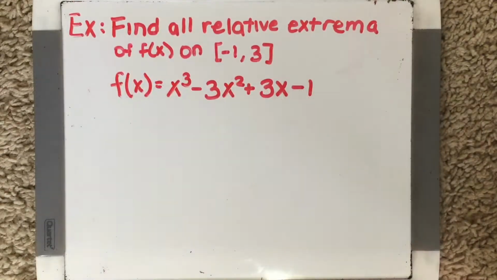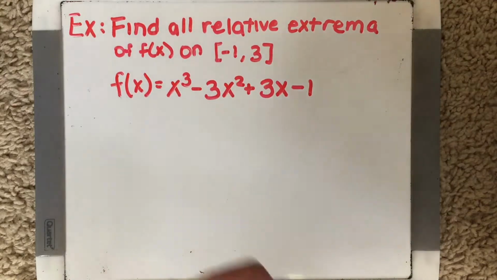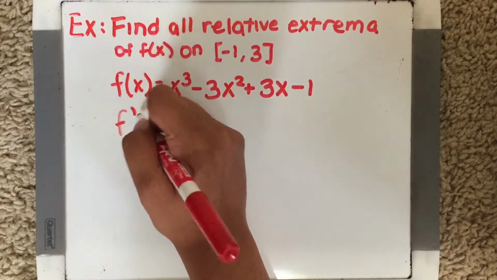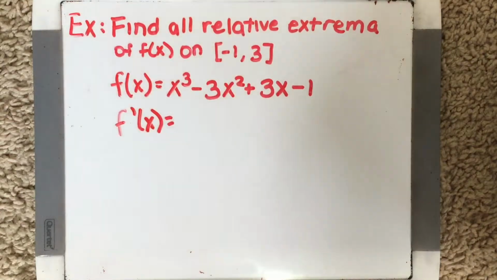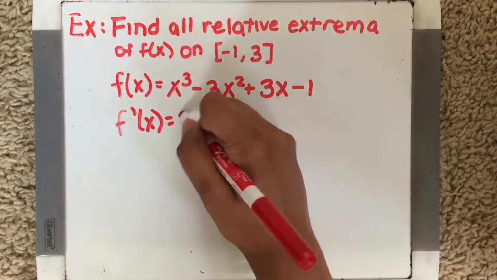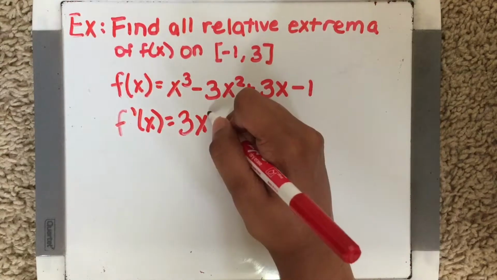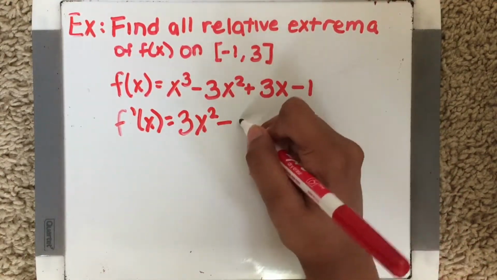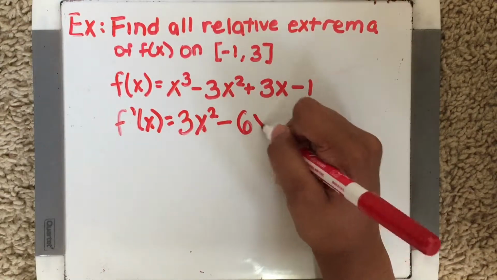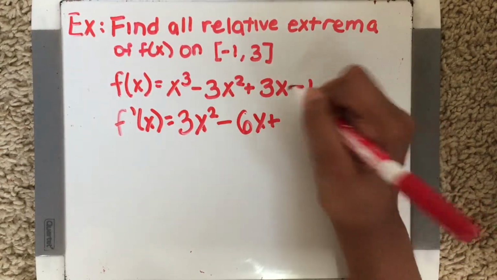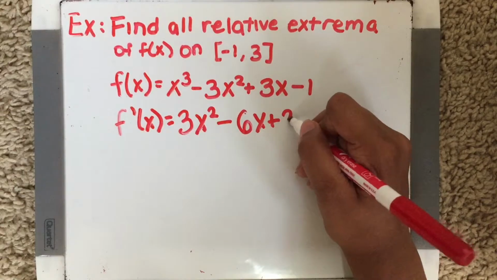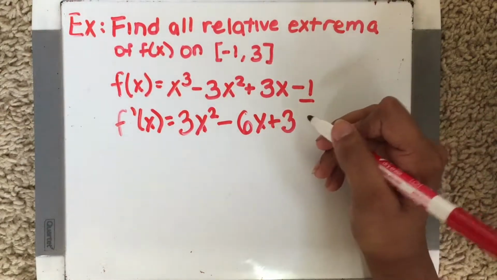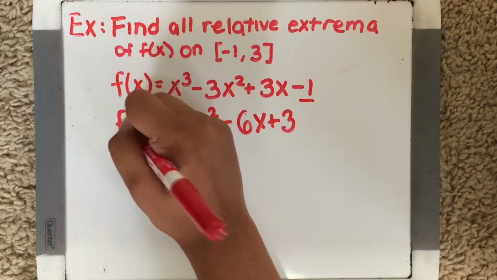Let's try this out in an example. The first step to solving this problem is to take the derivative. In this case, we would use the power rule. Let's see. X cubed, bring the power down, subtract by 1, leaving us with 3x squared. 3x squared, bring the power down, reduce it by 1, giving us 6x. 3x, bring the power down, reduce it by 1, giving us just 3, and since negative 1 is a constant, it disappears. And now we have the derivative.